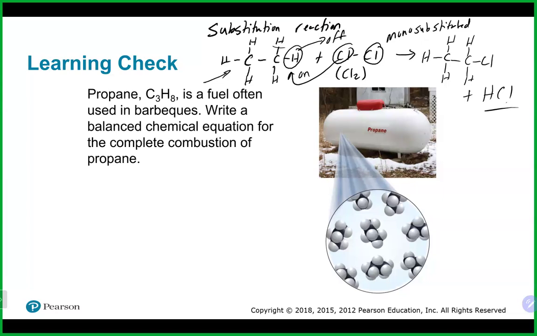And if you do it under the right conditions, you could force off all the hydrogens and all be replaced with chlorines. But usually with this type of reaction, we're looking for just the one coming off. And again, you can choose any of those. It doesn't matter, by the way, if it's a ring.